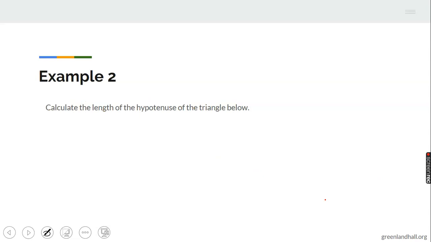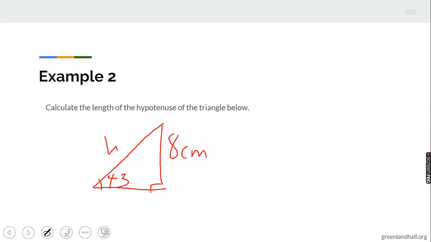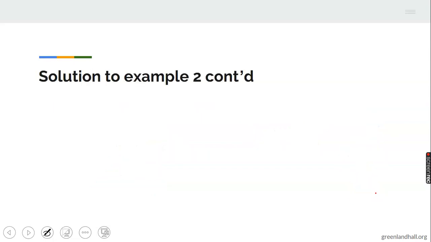Now the next question is we have to calculate the length of the hypotenuse of the triangle below. This is the triangle. The angle is 43. We have H here, and I have 8 centimeters. Now, where the angle is facing, that is opposite. That means 8 centimeters is the opposite, and we are looking for H. This is a right angle triangle. So, what are you going to use? We're going to use sine 43 equals opposite, which is 8, over hypotenuse, which is H.